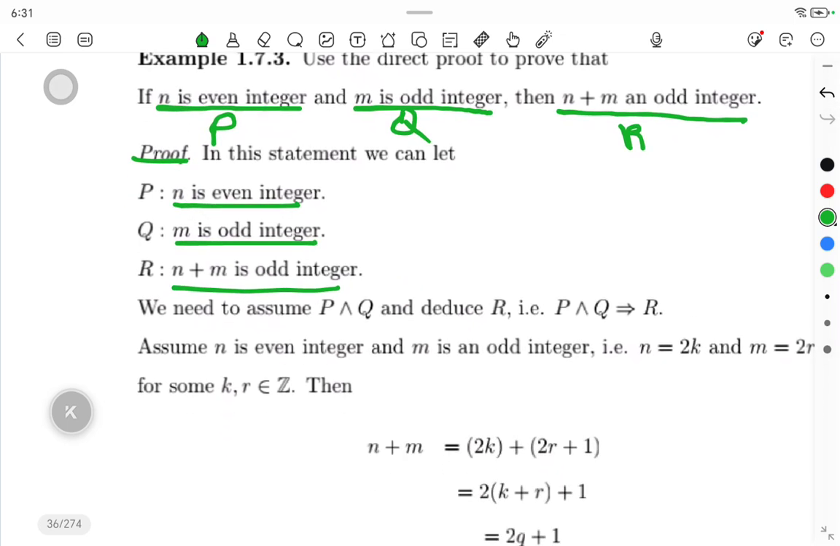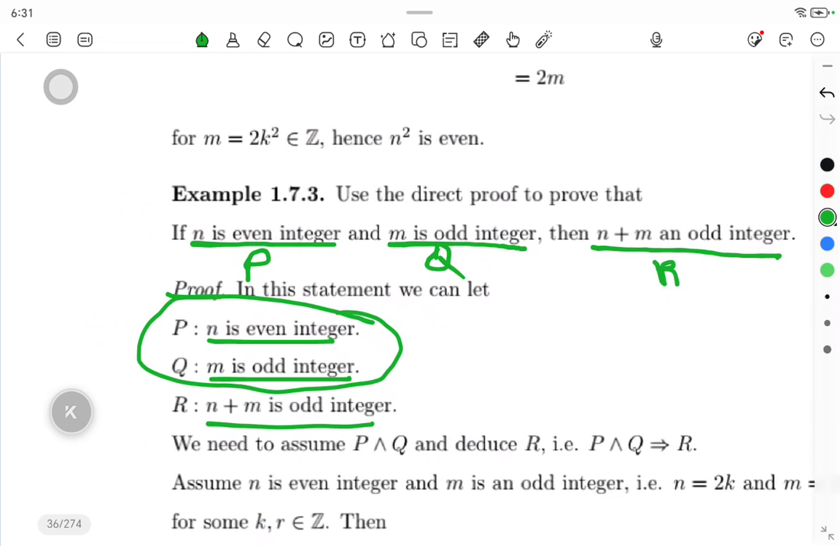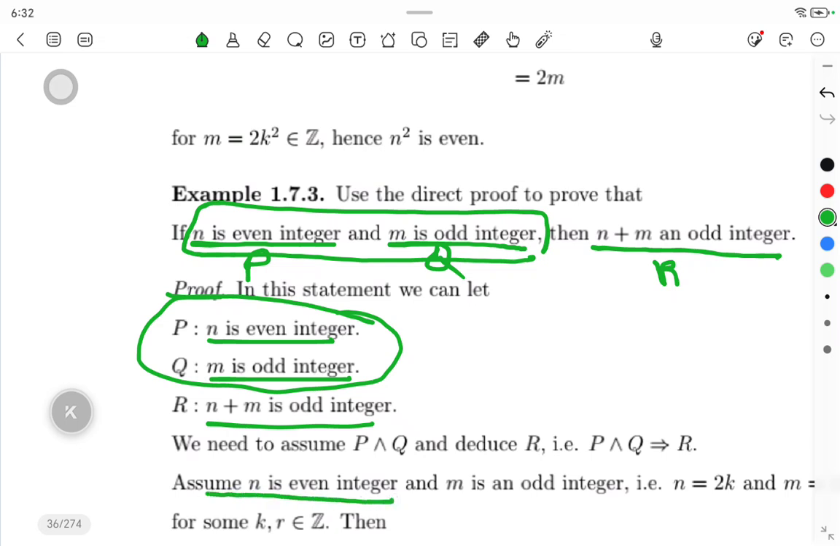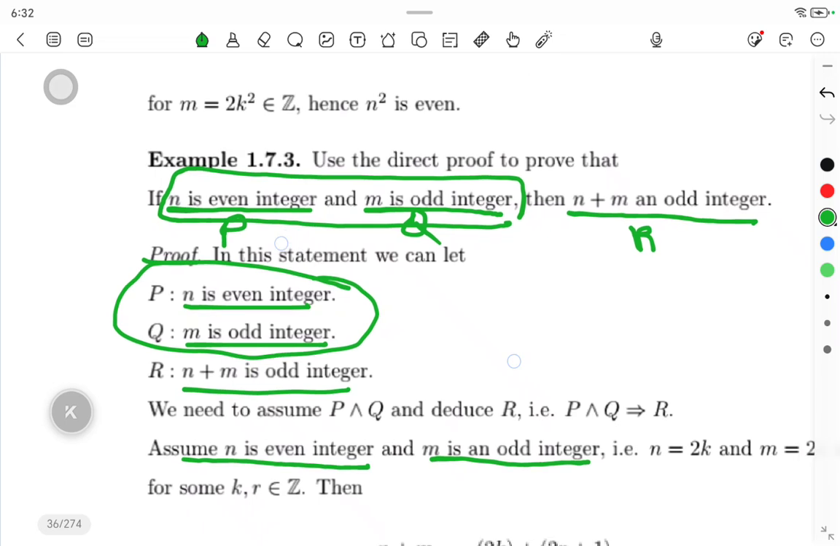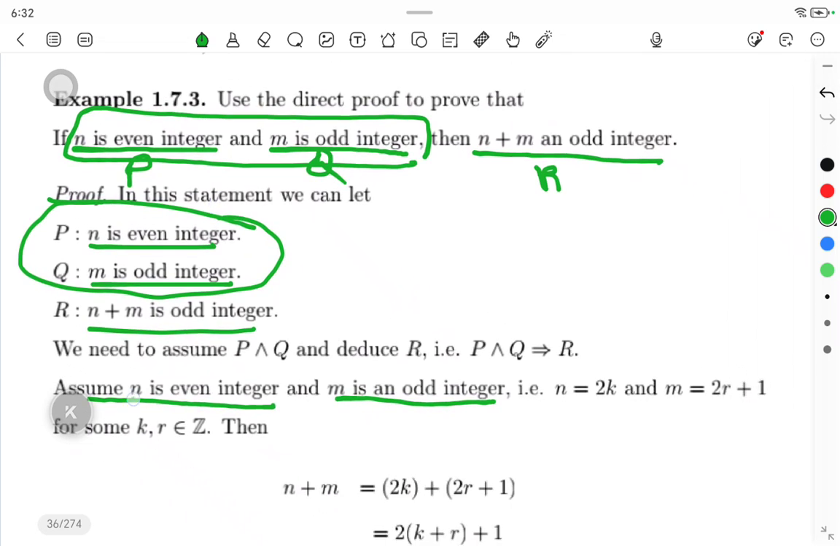Then I come to assume these two. I get the hypothesis. Anything that is in between if and then is what I'm going to assume. Now I assume that n is an even integer and m is an odd integer, as if copying and pasting here. When I say that n is an even integer, I'm saying that n is equal to 2k. And when I say that m is an odd integer, I'm saying that m is equal to 2r plus 1.